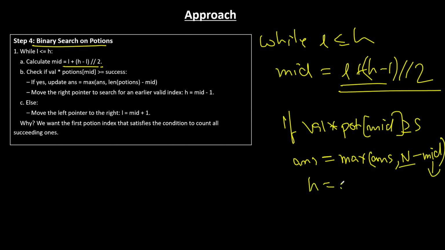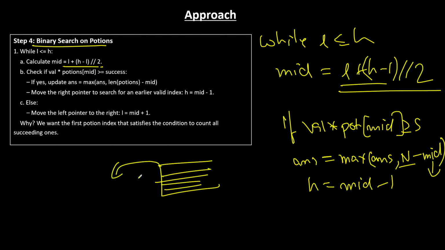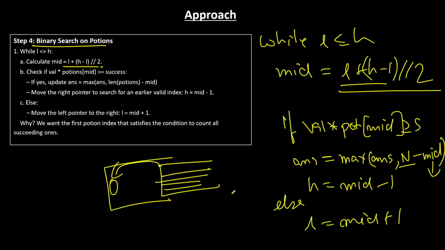And after that, h equals mid minus one by searching. For reducing the search space, since we know that from here everything is successful, we go and try for more values on the left-hand side. It might be the case that that value also results in success, so we could increase the count. Else, if it is false, we just do l equals mid plus one. We want the first portion index that satisfies the condition to count all the succeeding ones. This is the reason why we are doing this.